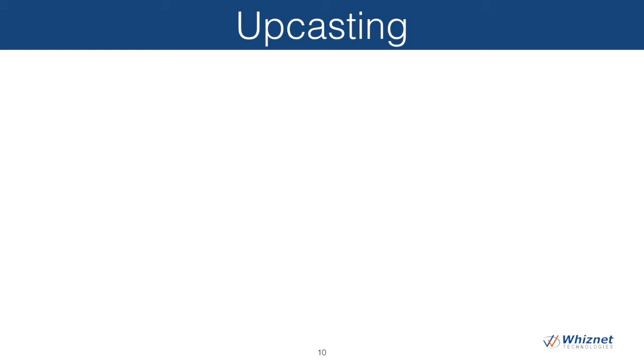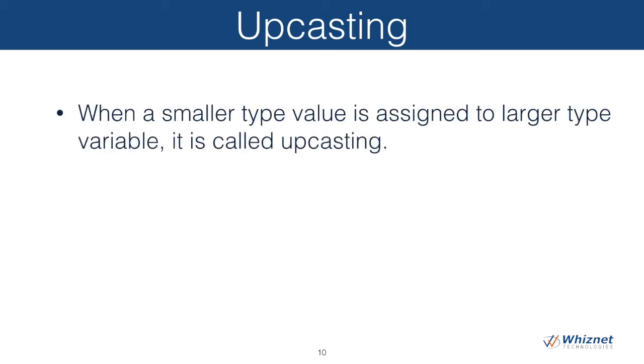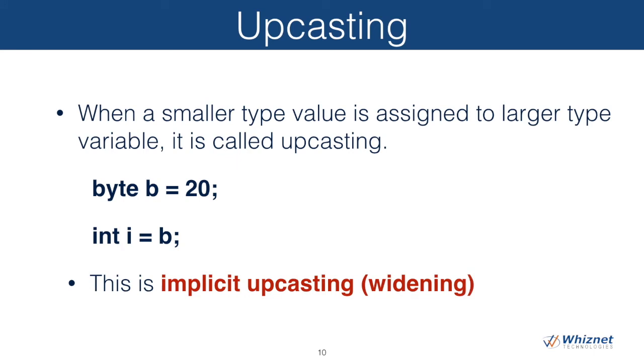Upcasting is also called widening operation. When a smaller type value is assigned to larger type variable, it is called upcasting. This is implicit upcasting.